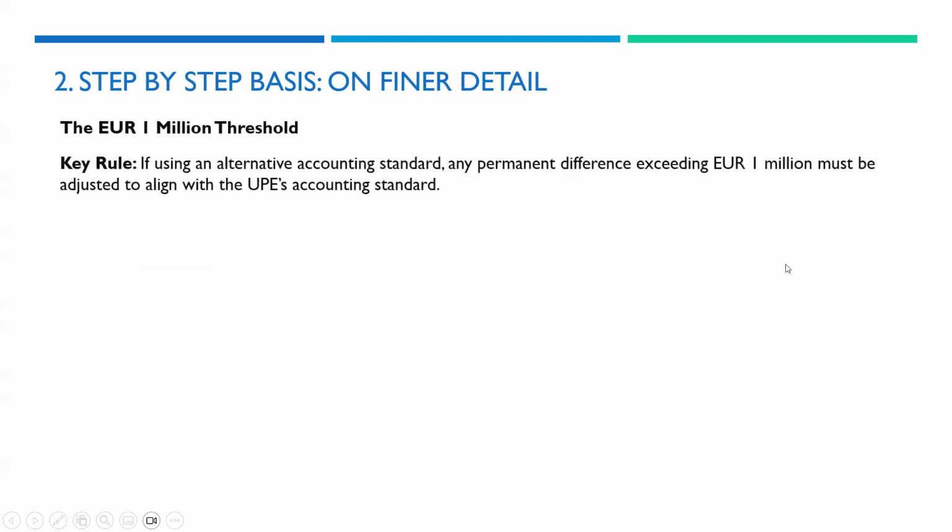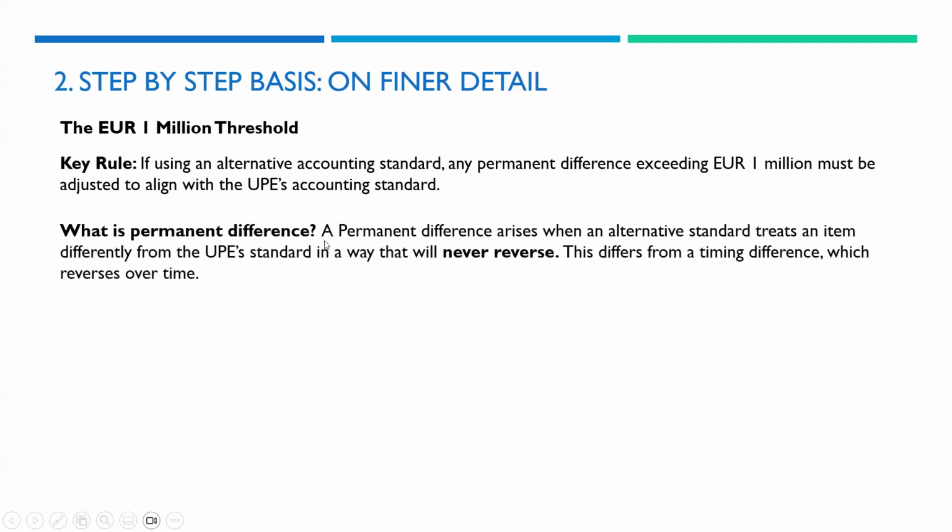Now, what are permanent differences? If using an alternative accounting standard, any permanent difference exceeding EUR 1 million must be adjusted to align with the UPE's accounting standard. And what is a permanent difference? A permanent difference arises when an alternative standard treats an item differently from the UPE standard in a way that will never reverse. This is just like the permanent differences that we use for deferred tax accounting.